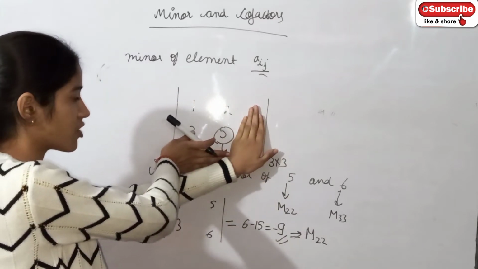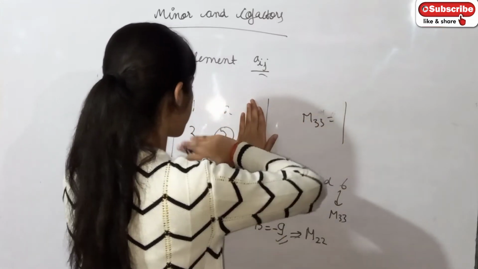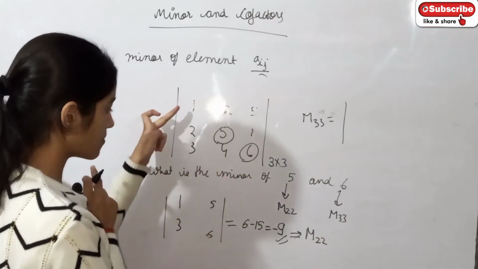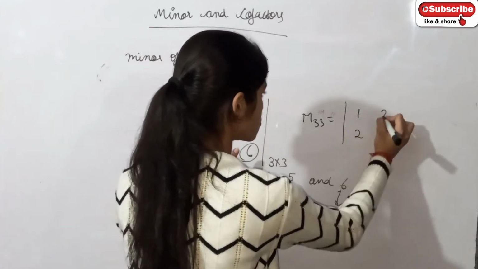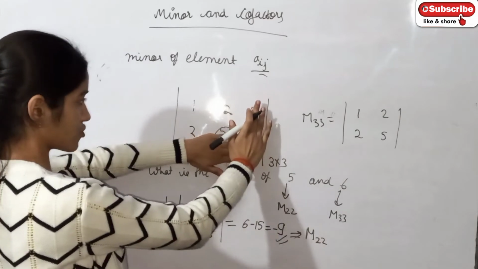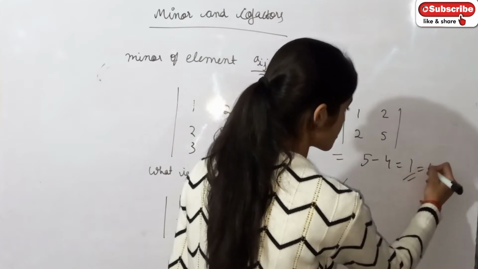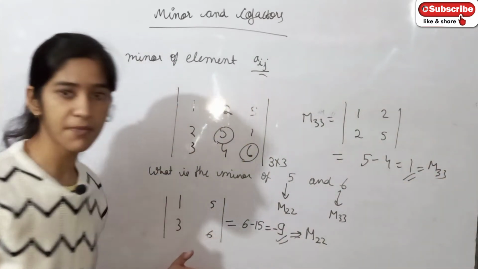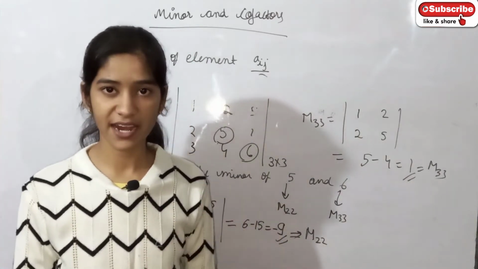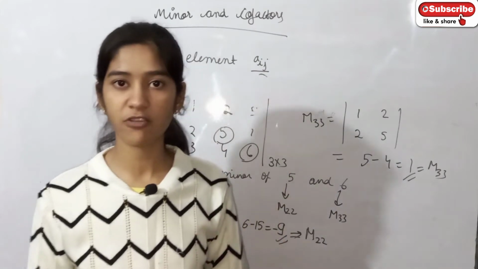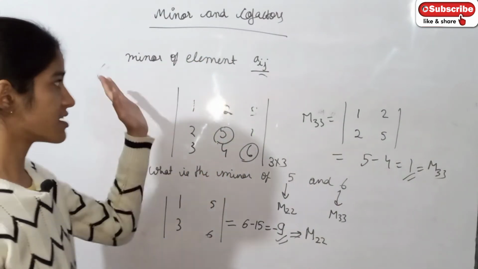And what is the minor M33? Hiding the ith row and jth column, we obtain the matrix 1, 2; 2, 5. Solving that determinant we get the value 1, and this is the minor M33. So what is the minor? The minor of any element aij is denoted as Mij, and it is obtained by solving the determinant obtained by deleting that ith row and jth column. This is the concept of minor.